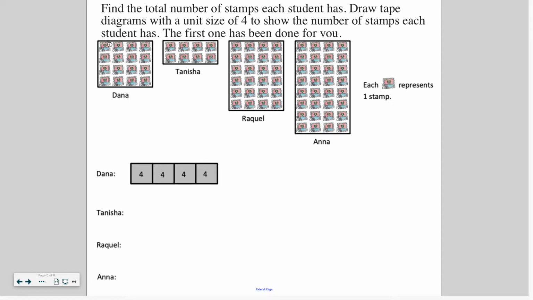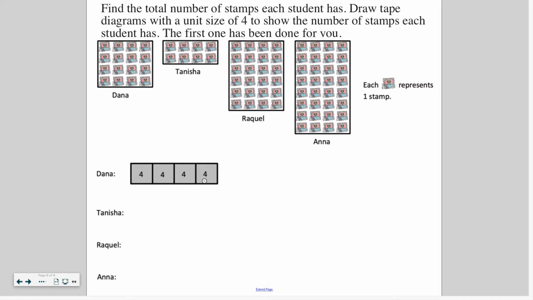Dana has 4 rows of 4 stamps, and I know 4 times 4 is 16, so Dana has 16 stamps. Tanisha has 2 rows of 4, which is 8. Raquel has 1, 2, 3, 4, 5, 6 rows of 4, which is 24, right? 6 times 4 is 24. And Anna has 1, 2, 3, 4, 5, 6, 7, 8 rows of 4, which is 32, because 8 times 4 is 32.